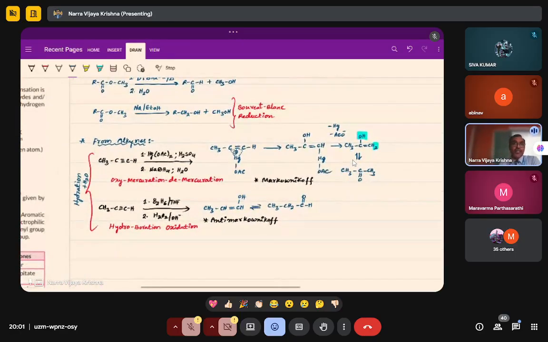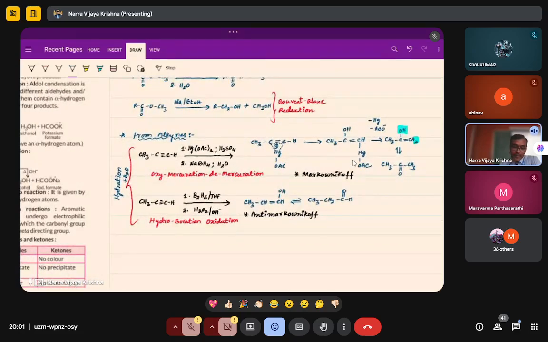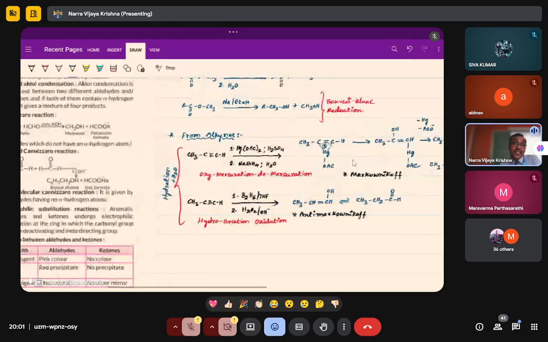So in the above case you got a ketone. Now I got an aldehyde. In both cases, the reactant is the same. In oxymercuration demercuration, OH went to the more substituted carbon. In the HBO reaction, OH went to the less substituted carbon. You got aldehyde and ketone. Correct? Any question? Both are examples of hydration reactions.